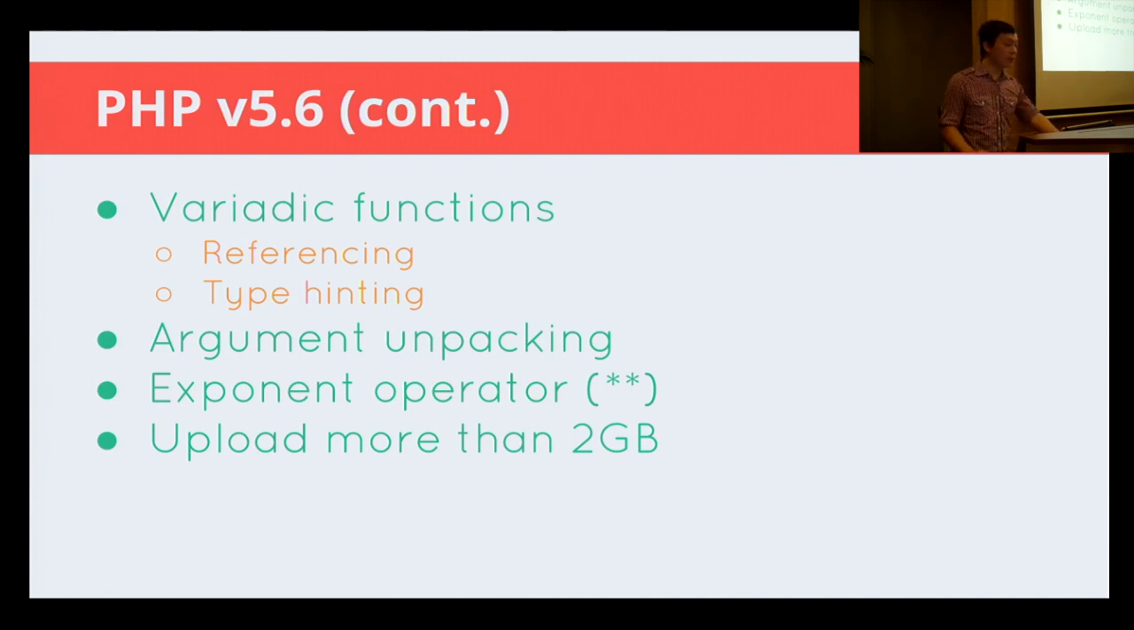In PHP 5.6, we also have an exponent operator, which is a double star, and now we can upload more than 2 gig, because previously when we tried to upload 2 gig or more, the system could not handle it and threw an error.